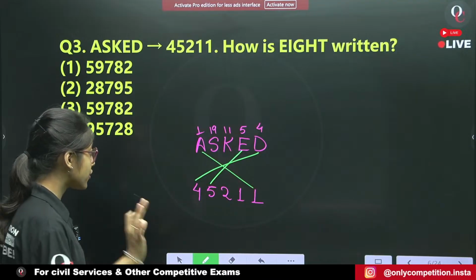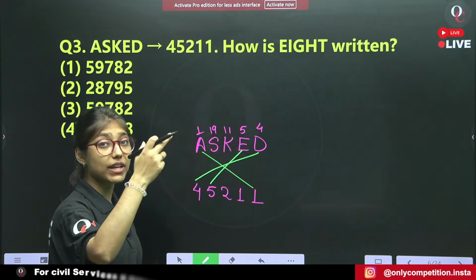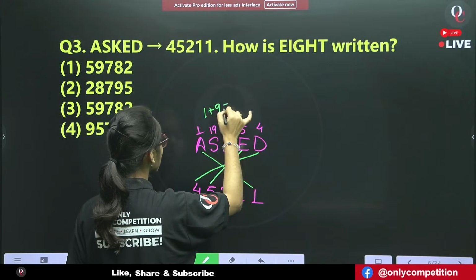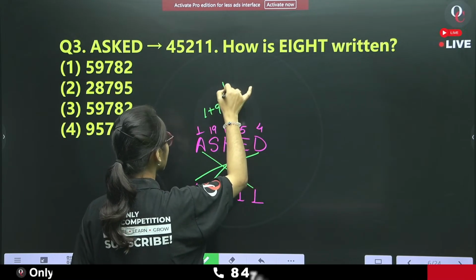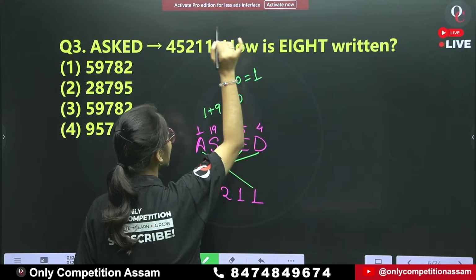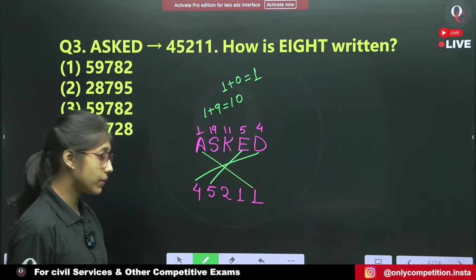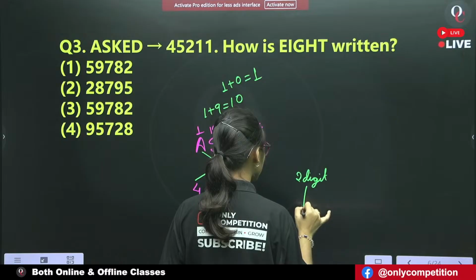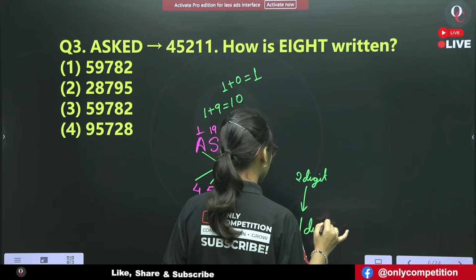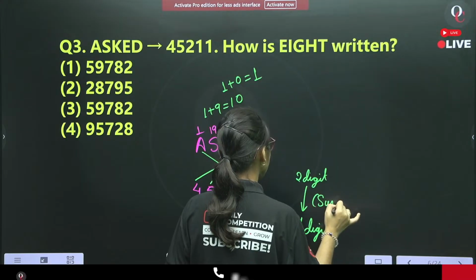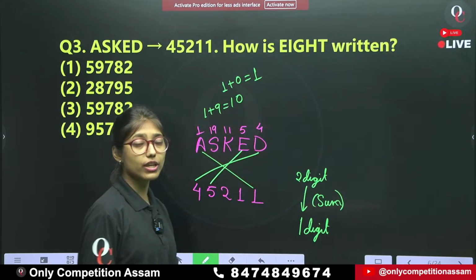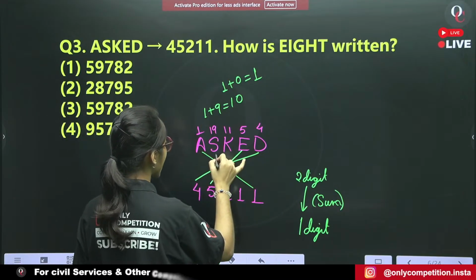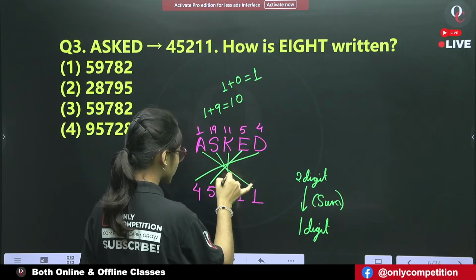How will we convert? Just using the pattern we have used in question number 1. That means 1 plus 9 is how much? 10. And this 10 is being written as 1 plus 0 is equal to 1. That means they have converted a two-digit number to a one-digit number by addition. Okay? They have added the two digits into one digit. That's it. So that means S is converted to 1, K is converted to 2.